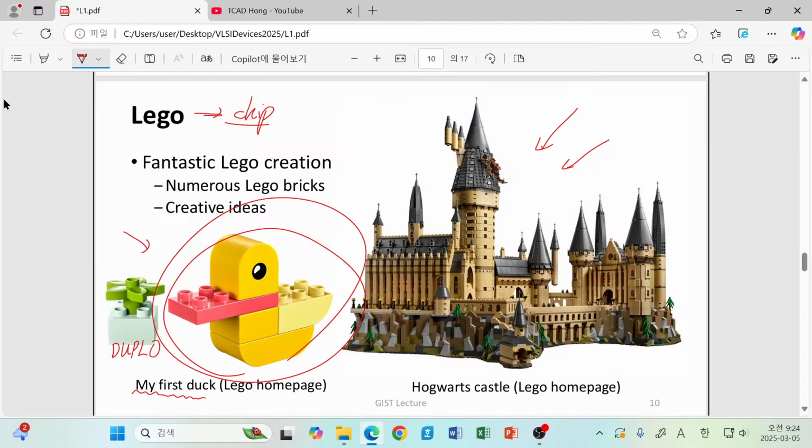If you wanted to make certain application processors or a GPU, you have a very good idea, but if you have to use, for example, 180 nanometer technology, or if your technology is just 1 micrometer technology, you never get such a state-of-the-art device. The performance of your chip is determined by two factors: how much your technology is performing, and also how good your design is. So we are now talking about this technology part.